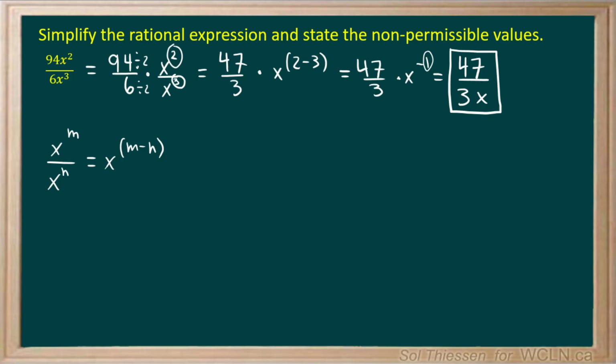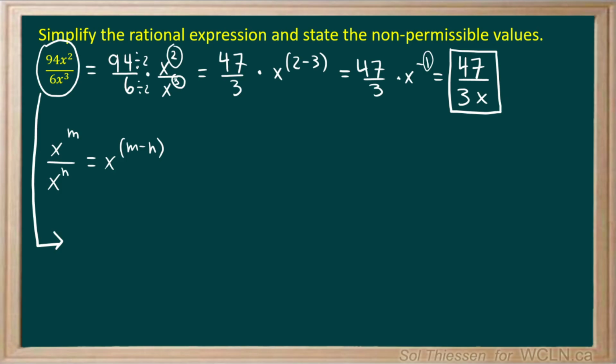Now, the non-permissible values are going to come from the original expression, this one here. However, they are the same for both expressions. So in this case, it's not super important that you analyze the original expression. However, in other cases, it definitely will be important that you don't get your non-permissible values only from the simplified expression.